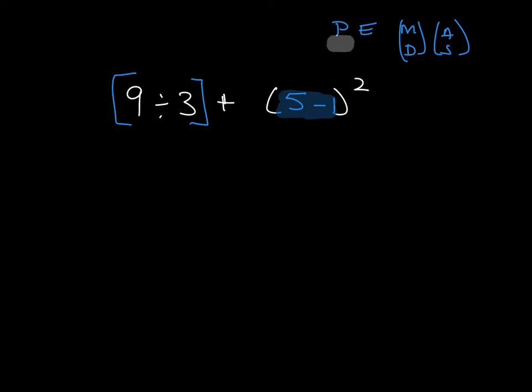So when I go through that, 9 divided by 3 is 3, plus my 5 minus 1 from inside the parentheses is 4, and that 4 is squared. So I copied down my 3. 4 times 4 is just 16. And then I add 3 plus 16 to equal 19.